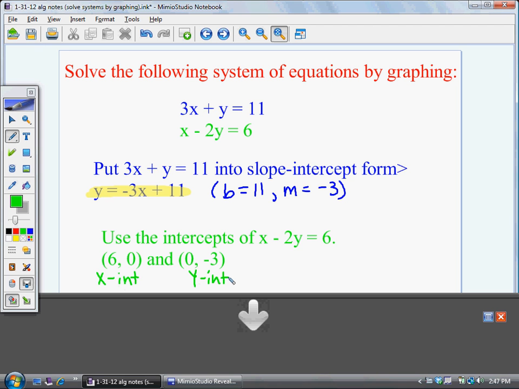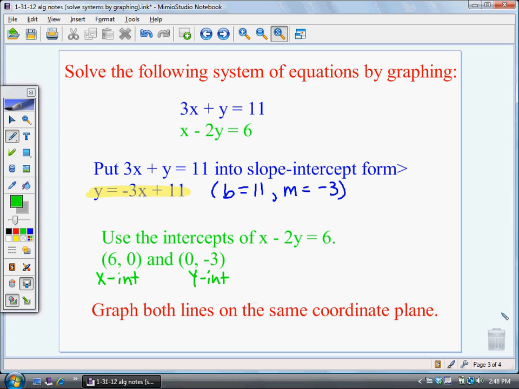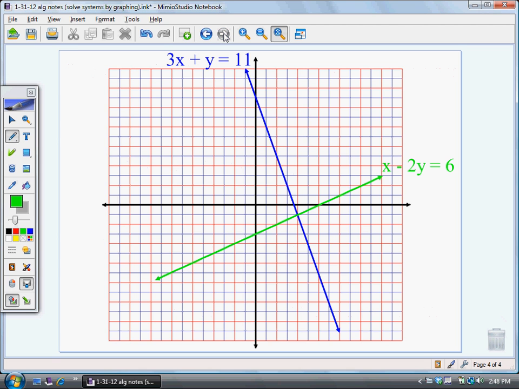To find those, all I did was put 0 in for x and solve for y. That gave me the y-intercept. I put 0 in for y and solved for x. That gave me the x-intercept. Now I want to graph both of these lines on the same coordinate plane. On the next page, I've got the lines graphed.